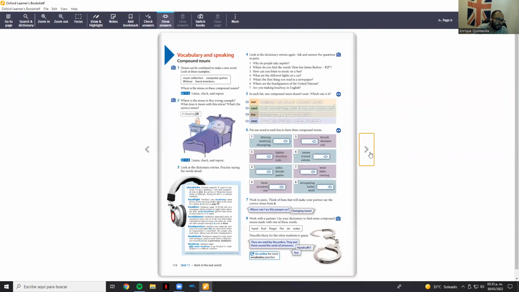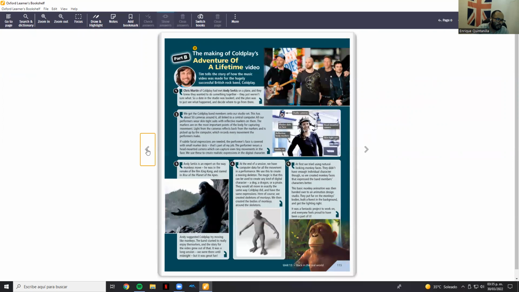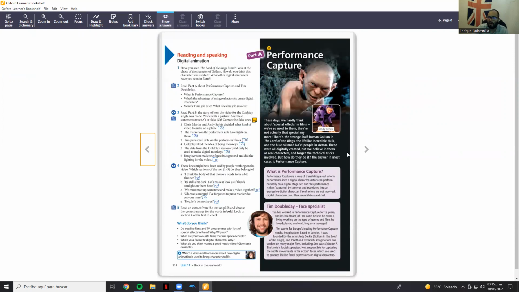All right, ladies. So this is a light unit, so it's not so hard, fortunately. So nothing to worry about, because it's nouns and possessives, each other, reflexive pronouns, etc.